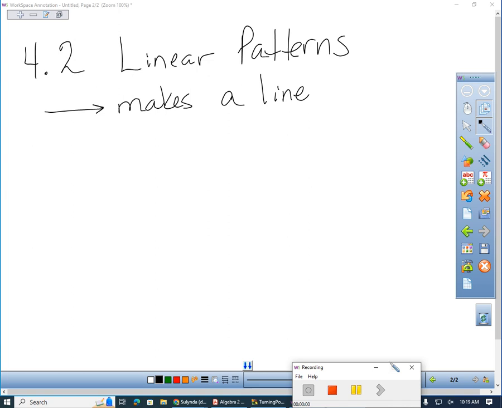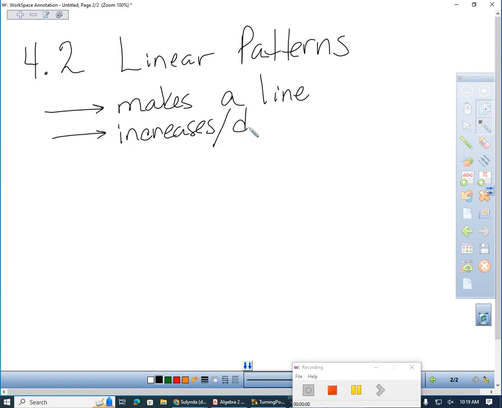4.2, we're doing linear patterns. And that means that if it's linear, it's making a line. If it is making a line, that also means that it is either increasing or decreases. I don't know how to spell. Try that one more time. Steadily.